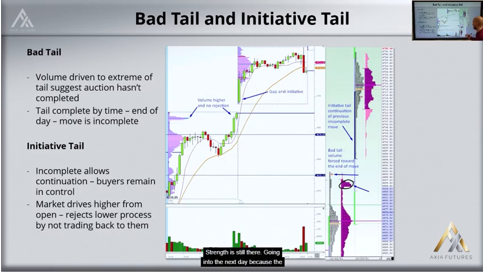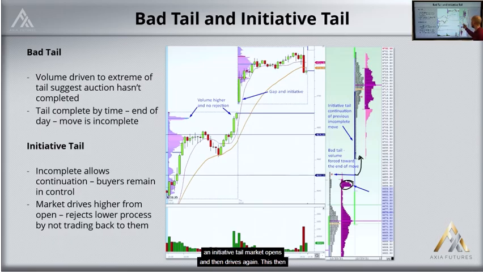Strength is still there. Going into the next day then, because the move's not over and we get a gap up, the sellers that sold down here are now in trouble because the market's gapped above them, and buyers have now got further reason to believe that this can keep on going, and this creates an initiative tail.